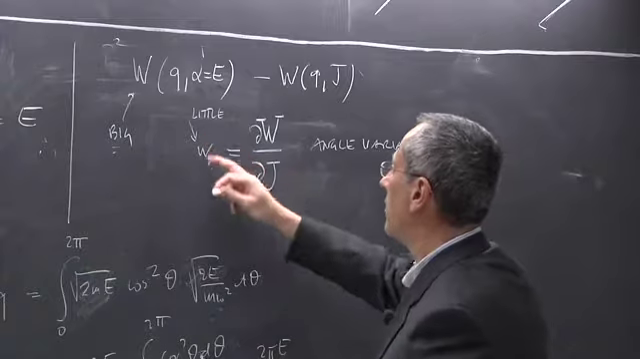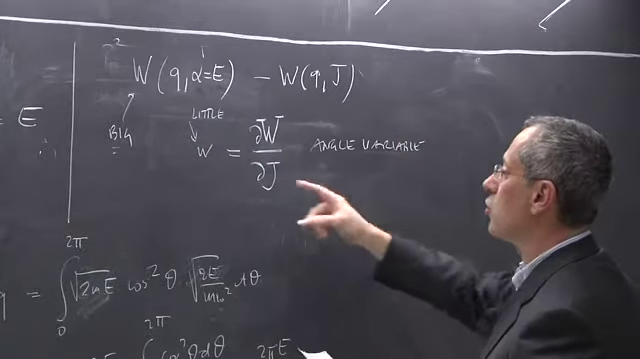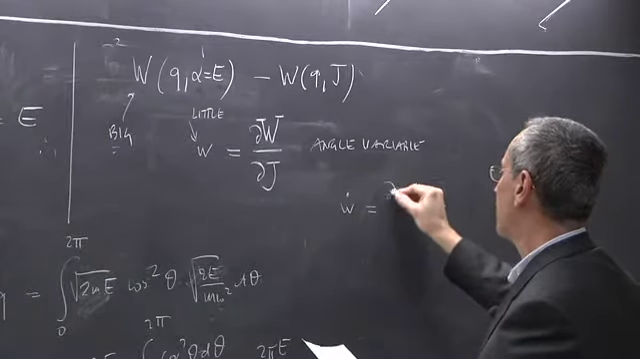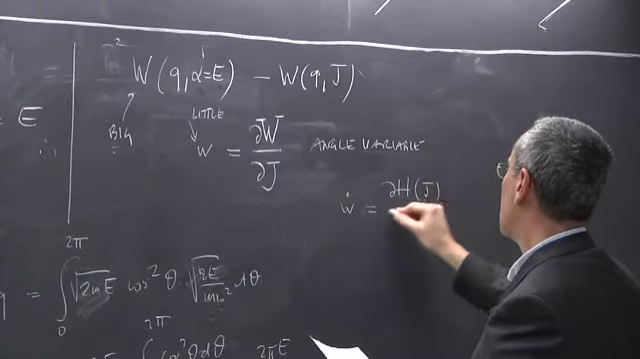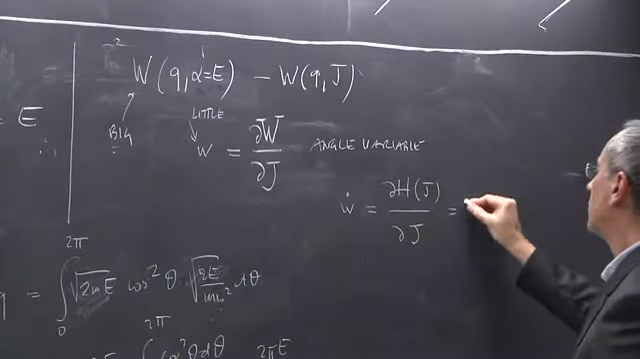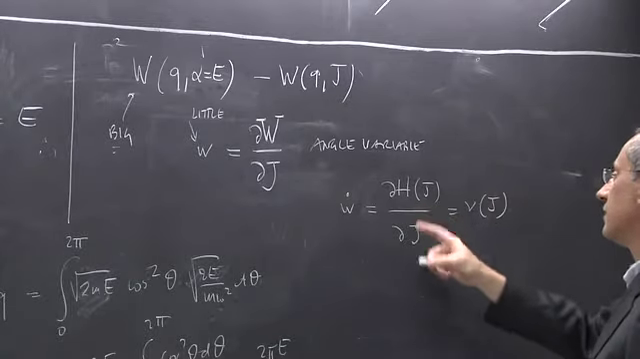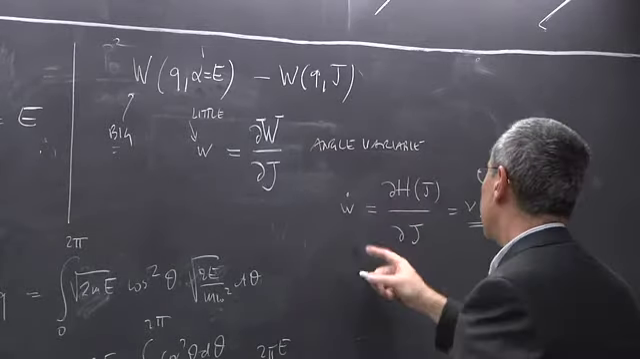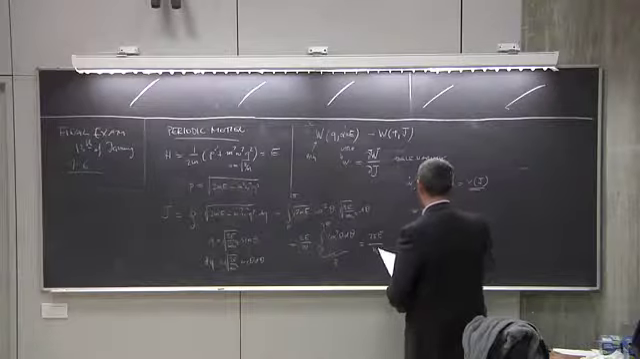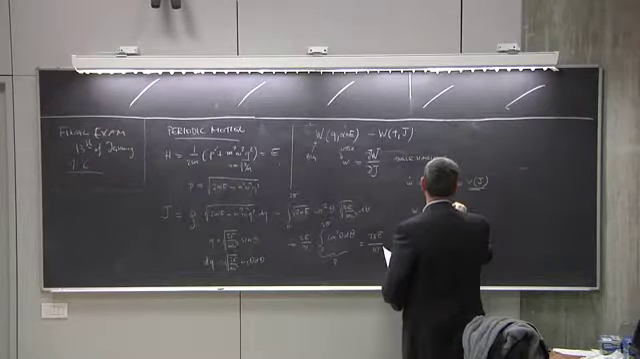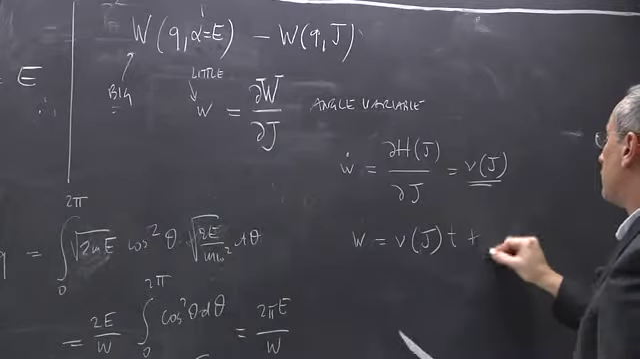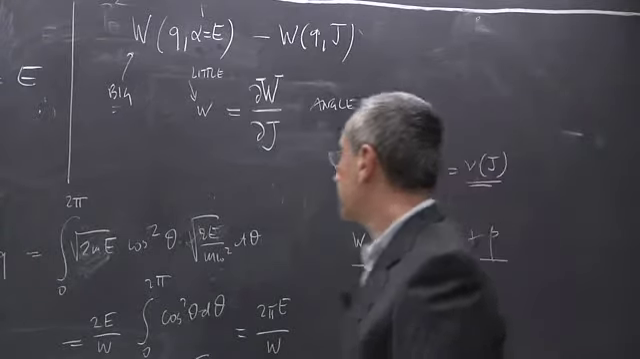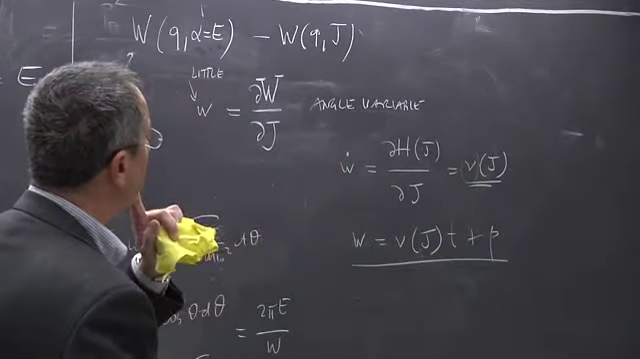And what is interesting about this is the equation of motion of the little w. So I take little w dot, right, is just dH as a function of J, and I call this some function of J, whatever. It's just the derivative, and I'm going to identify this in a second, okay? Whatever this is, the solution of the equation of motion is just this new function nu times t plus some initial condition, okay? So it's very simple. What is the meaning of this nu?